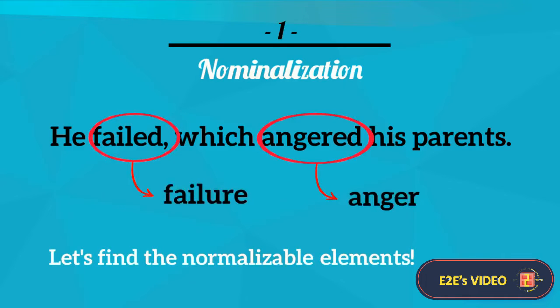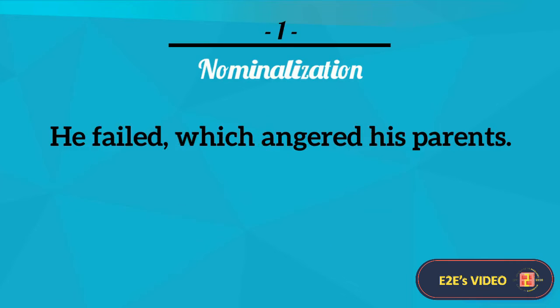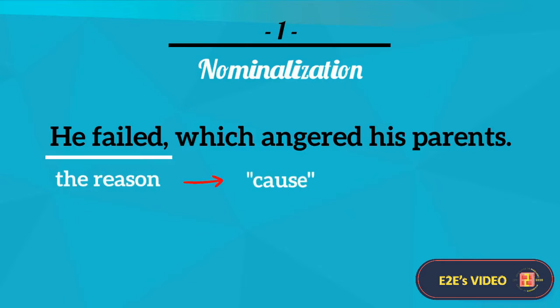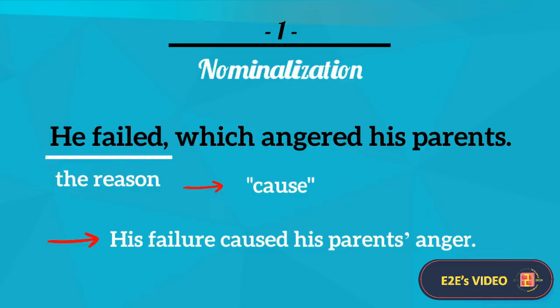Next, we need to understand the relationship between two parts of the sentence. Here, the first part is the reason of the second one. Therefore, we use the verb cause to show this relationship. Now, we are ready to make a sentence. His failure caused his parents anger.